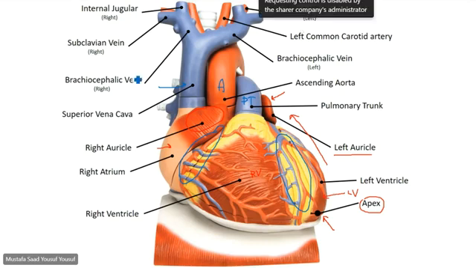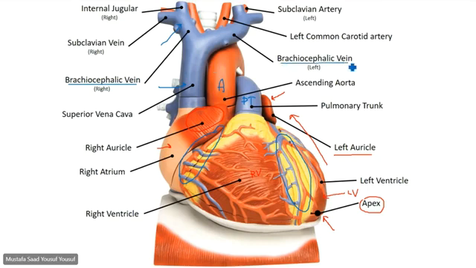Union of the right brachiocephalic vein, this vein here, and the left brachiocephalic vein, this vein here. The brachiocephalic vein on each side is formed by the union of the internal jugular and the subclavian. Of course, you will take these in more detail, but also we can see these structures here.